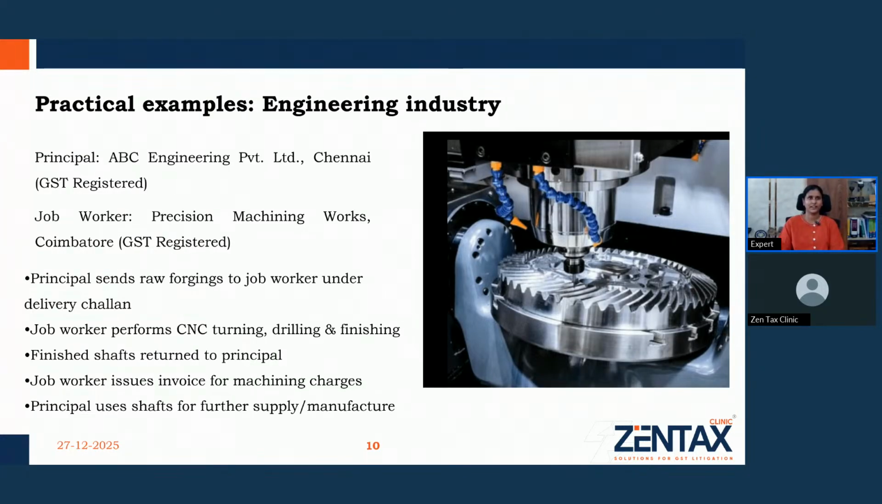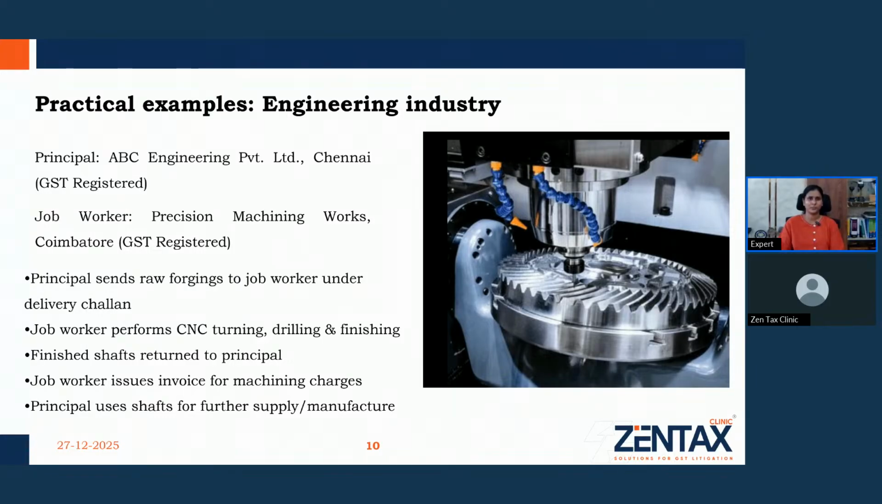Another example is in the engineering industry. Let us take ABC Engineering Private Limited, based in Chennai, a GST registered person. They send their goods to Precision Manufacturing Machining Works, which is based in Coimbatore. Here, the principal sends raw forgings for job work under a delivery challan. The job worker, Precision Machine Works, performs CNC turning, drilling and finishing, and thereafter the finished product is returned to the principal.